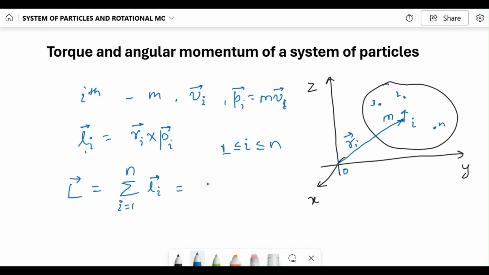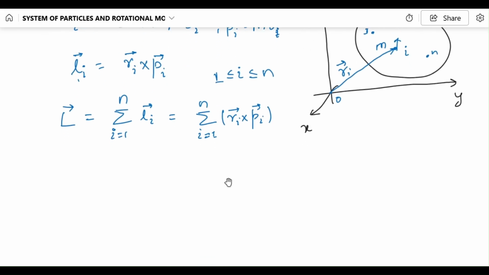How can we write this? Summation i equals 1 to n, and L can be written as ri cross pi. So this is the angular momentum of the system, and the system has n number of particles. Now what about torque? So let's go on.